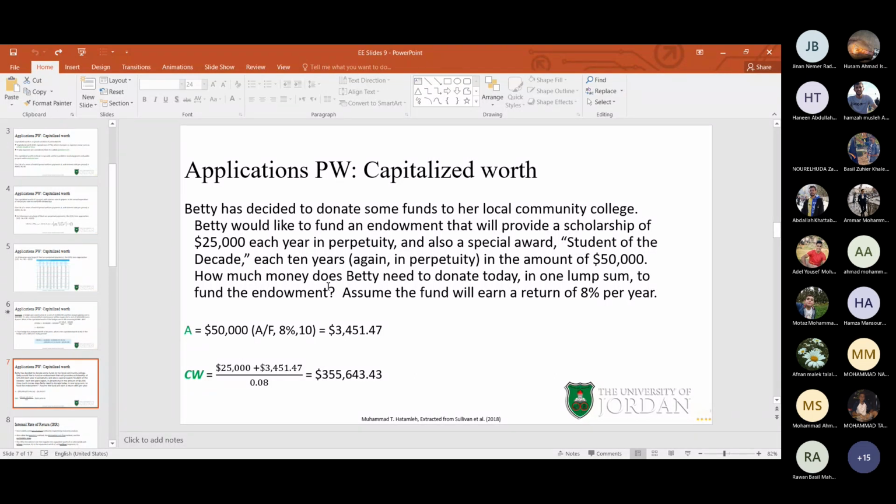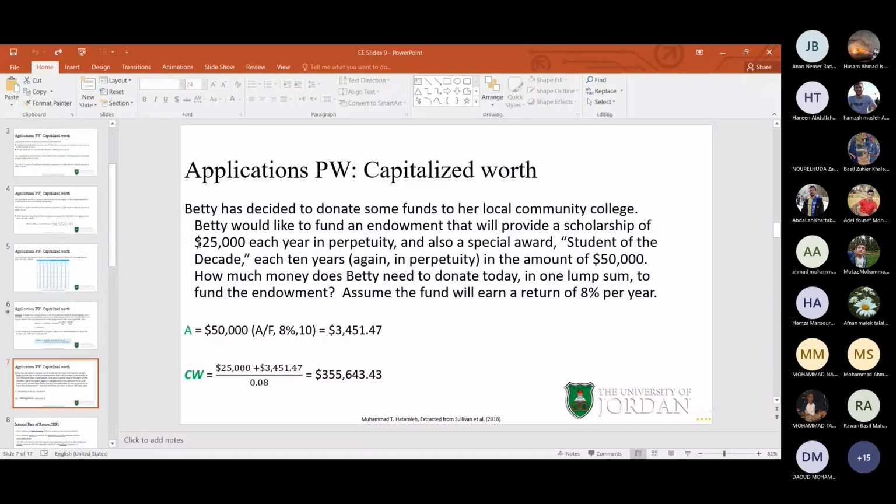Now, how much money does she need to donate today in one lump sum to fund the endowment? Assume that the fund will earn a return of 8% per year. Basically, كم الفلوس اللي لازم أحطها اليوم عشان كل سنة أقدر أسحب 25,000 وكل 10 سنين أسحب 50,000. هلأ keep in mind once أنا حطيت الفلوس بالبنك راح يصير في عليها فائدة قيمتها 8% على كل الفلوس الموجودة.